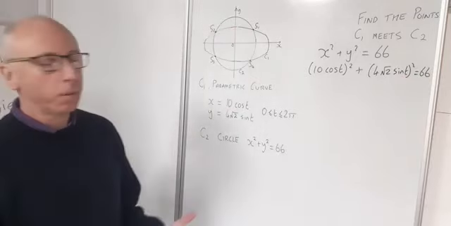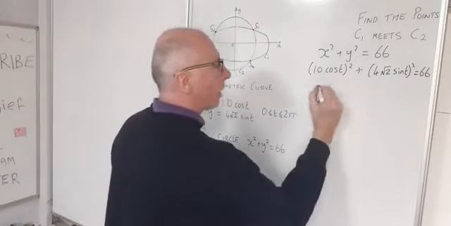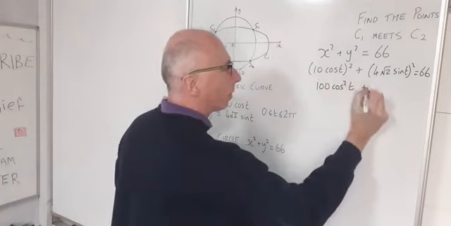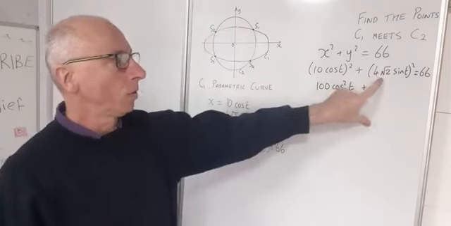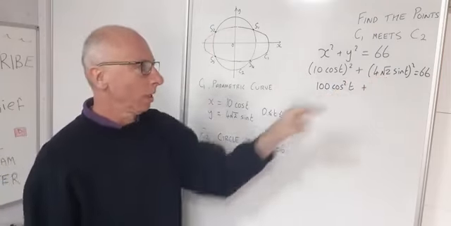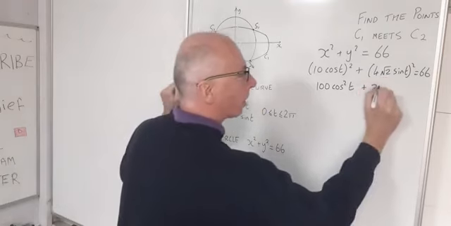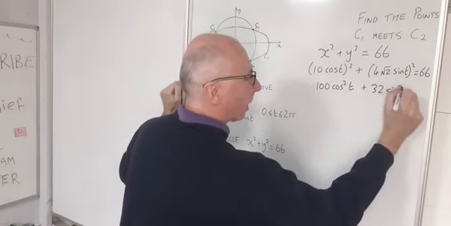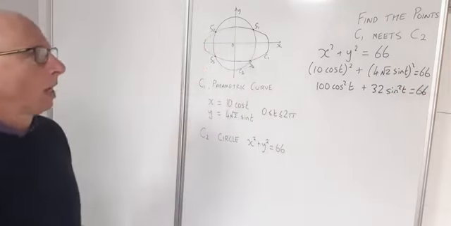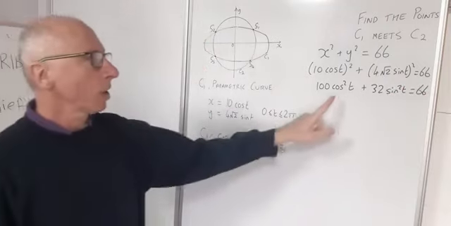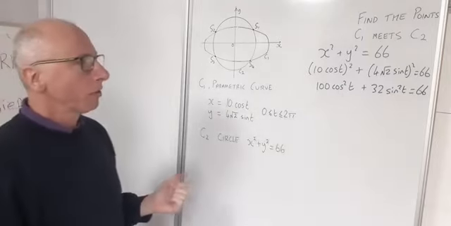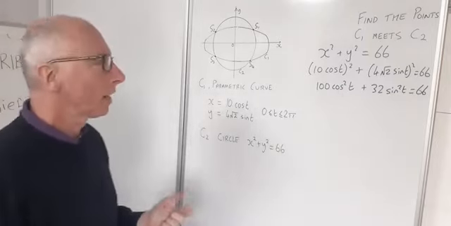Right, so let's get rid of the brackets. So now I've got 100 cosine squared t plus (4 root 2) squared: 4 fours are 16, root 2 squared is just 2, so that gives me 32 sine squared t, that equals 66. Okay, now I've got cosine squared and sine squared, so I need to get rid of one of those trigonometric functions, so I've got the same function in there.